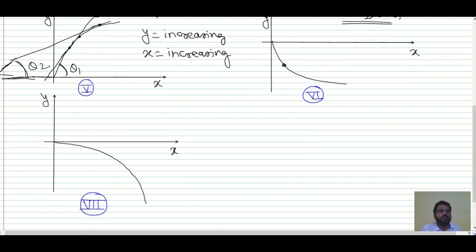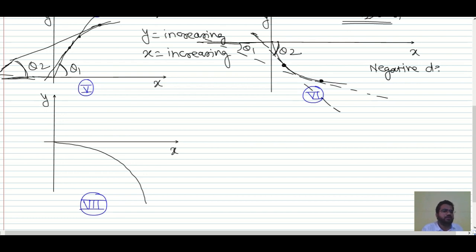But see, over here, with respect to the horizontal, you have to see at this point and at this point. This is theta 2, this is theta 1. So on the negative side, it is decreasing, we can say. Negative, decrease.